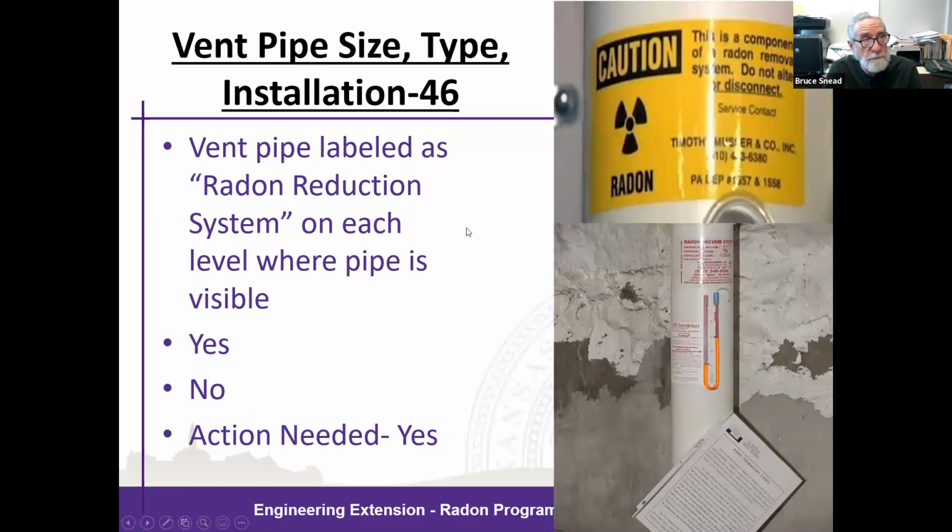Labeling. Vent pipe should be labeled as radon reduction system on each level where the pipe is visible. And you can see a label up close here in the upper right slide, and labels around the U-tube manometer as well.